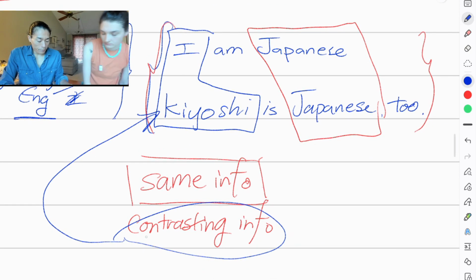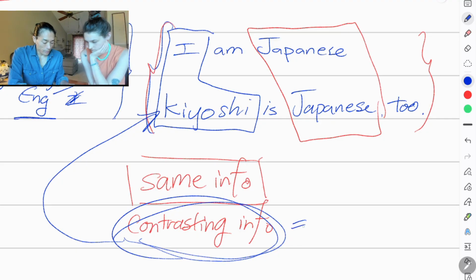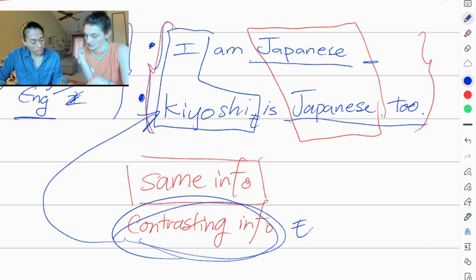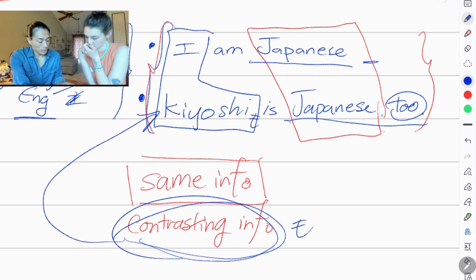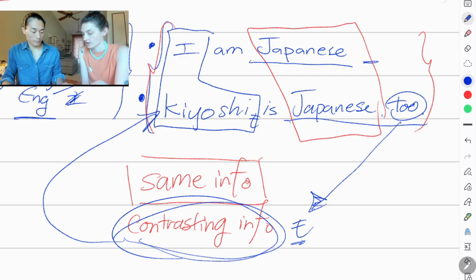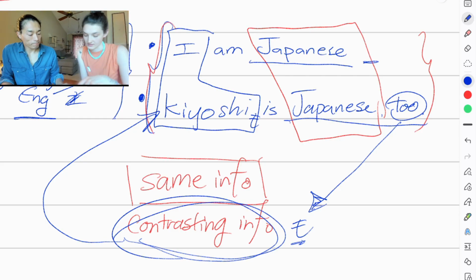We put mo after the contrasting info. So for example, in this sentence, where would you put mo? Kiyoshi? Good. Kiyoshi mo. Would you put it after Kiyoshi and too? Oh no, this one, mo has that function. By putting mo, it means too. So you would only put it after the contrasting information, not with the too, because that's implied.